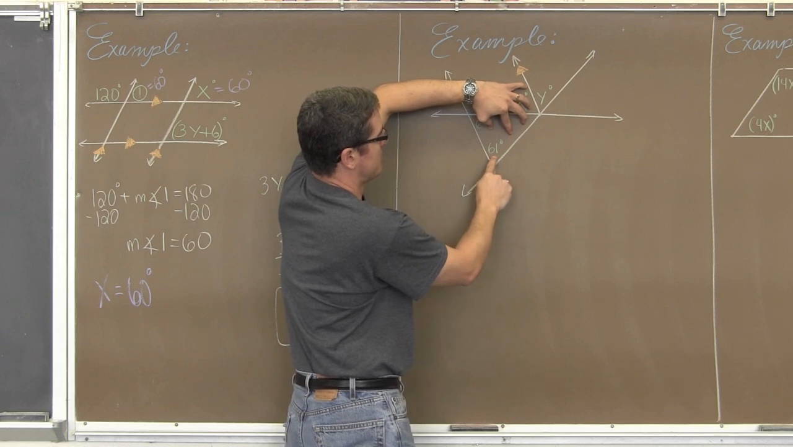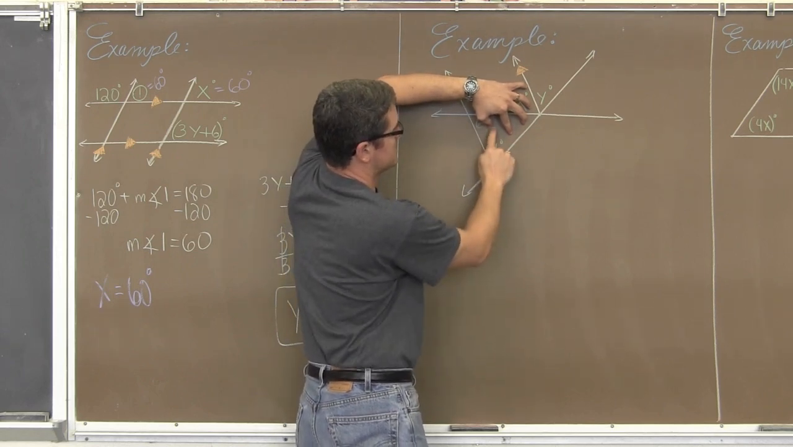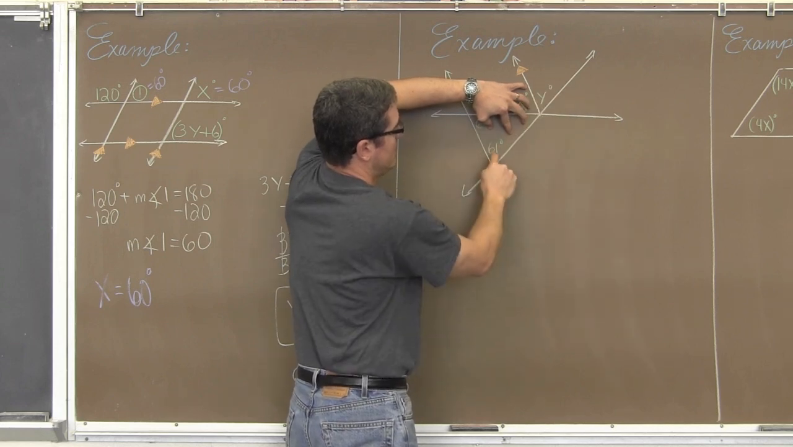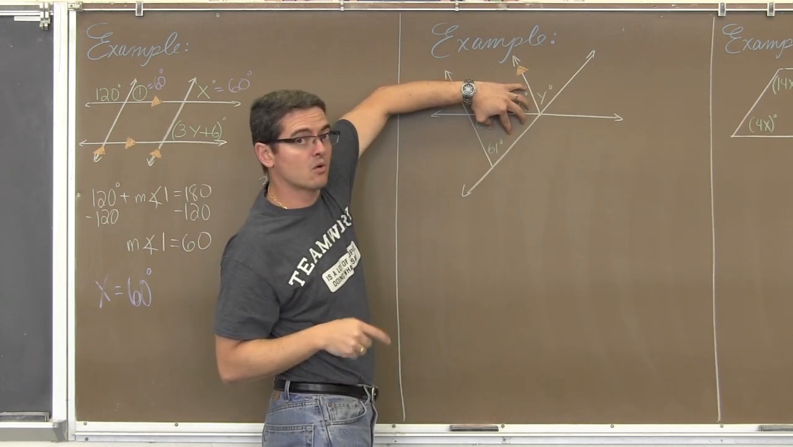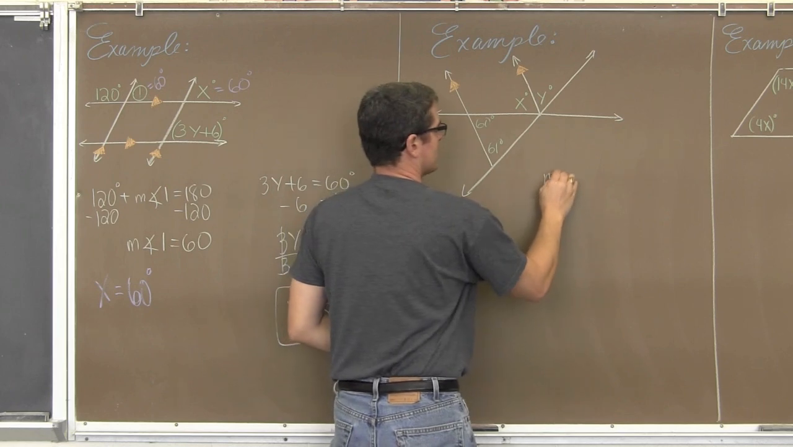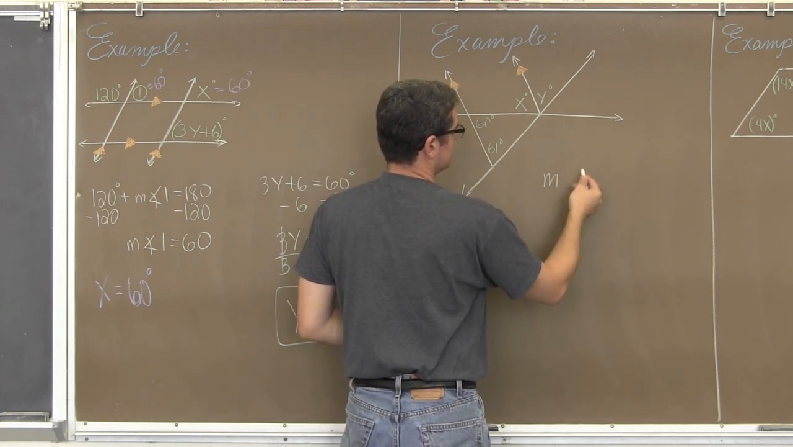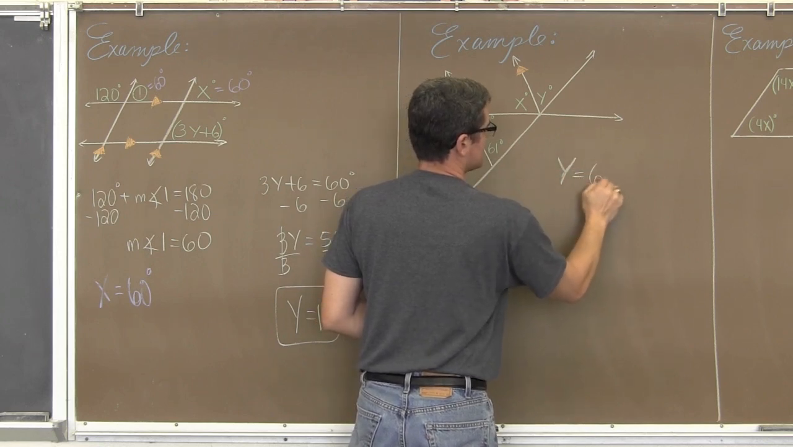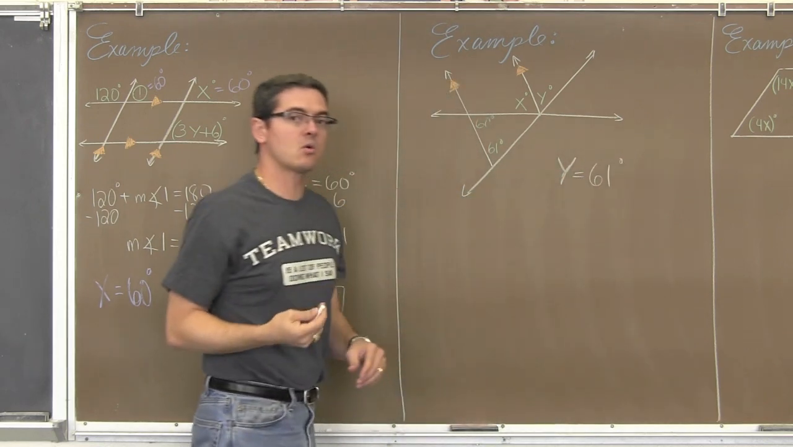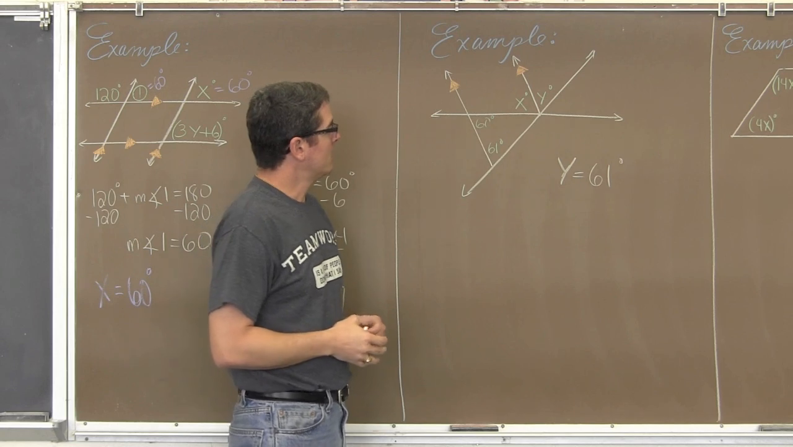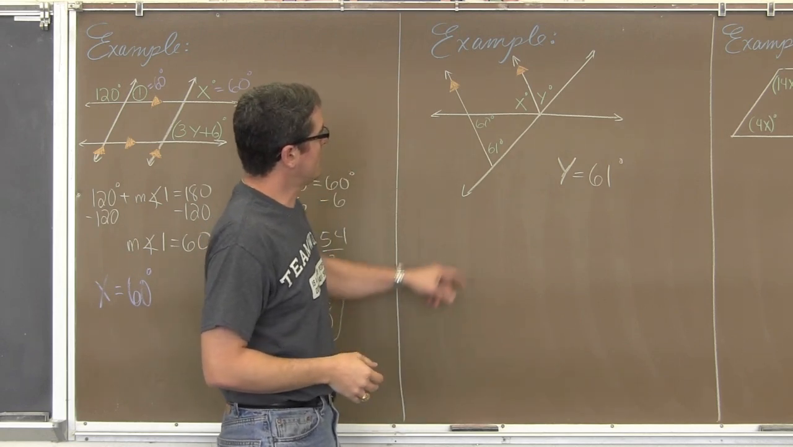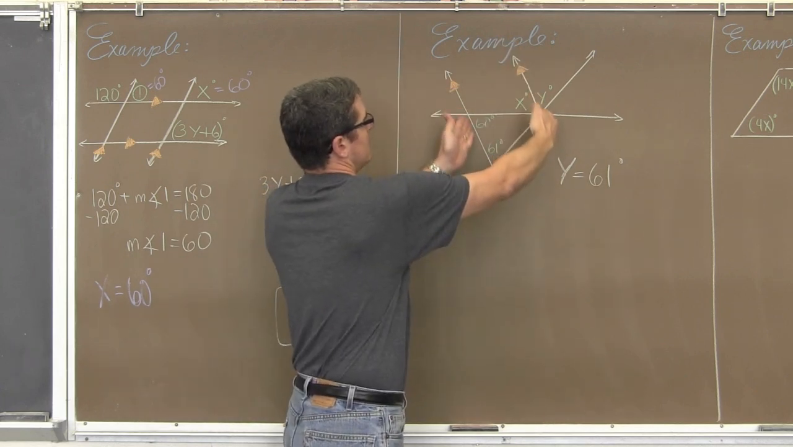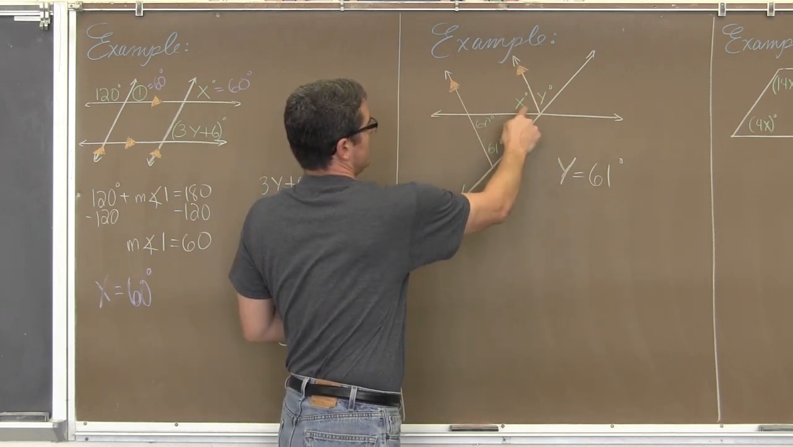Well, the 61 is in the upper right, just above in this intersection. So is the y. So y, this angle here, and this angle with 61 degrees in it, those are corresponding angles. So I guess we could just say that y is equal to 61 degrees because corresponding angles are congruent.